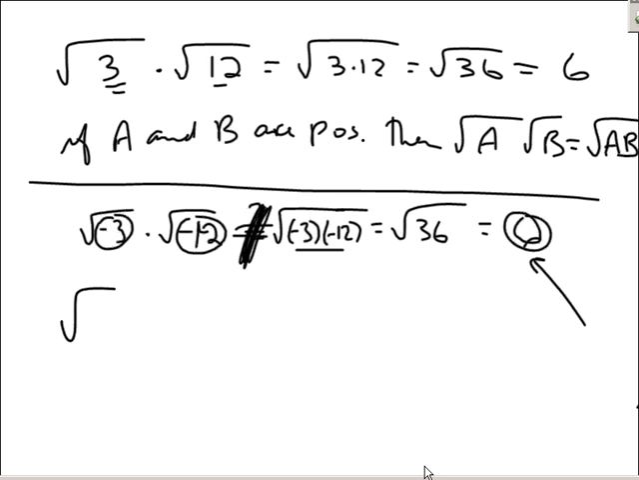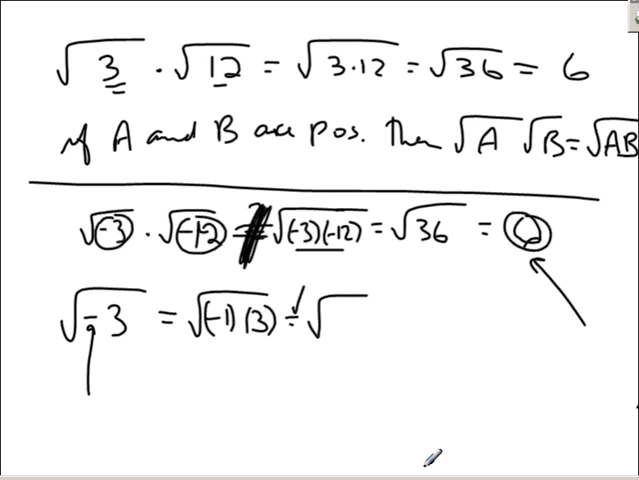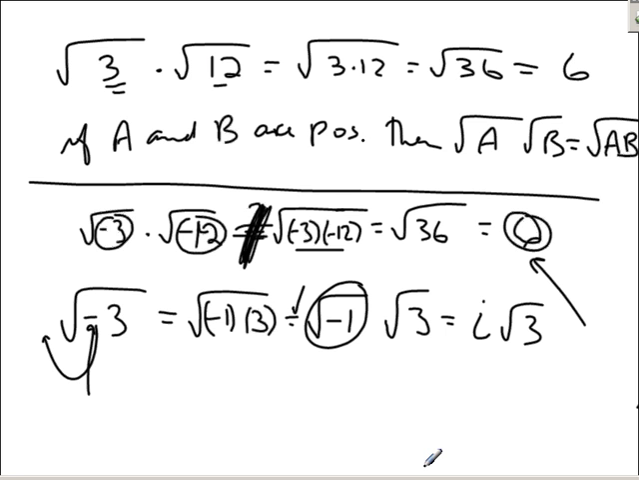Why do you think that minus sign comes out as i? The reason is, negative 3 is the same as negative 1 times 3, which is the square root of negative 1 times the square root of 3, but the square root of negative 1 is i, so i square root of 3. That's pretty much what I'm saying. The minus sign comes out as i, and you would get i square root of 3.